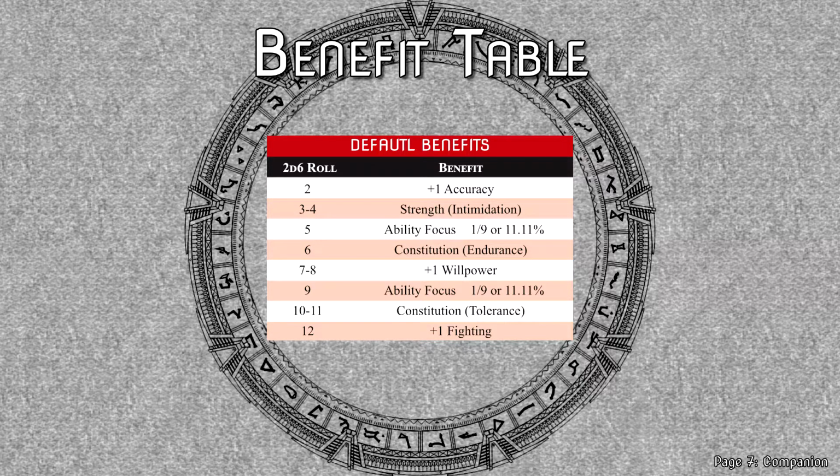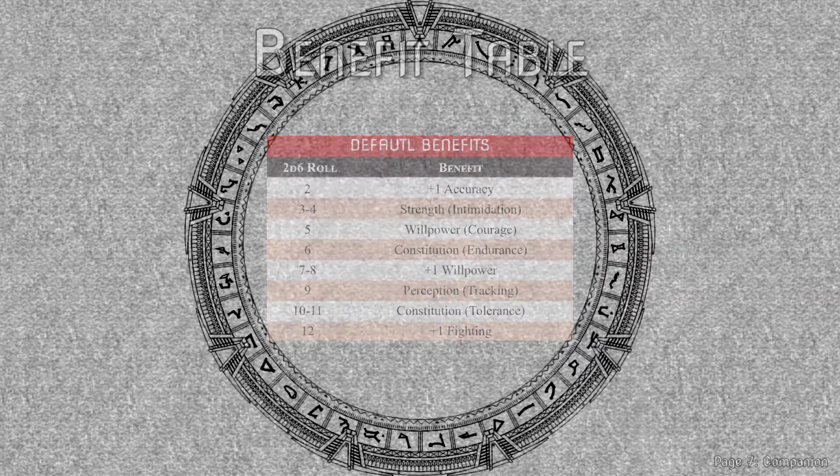The final thing we want to do is the 11.11%, which is 5 and 9. With these, we want things that kind of suit the Jaffa background, but we don't want them to be rolled as often as the others. So for 5, I'm going to do Willpower Courage. This is basically the Jaffa's ability to stay in the battle, no matter how bad it is getting. And we're going to do Perception Tracking. A lot of Jaffa are really good at tracking their prey, especially kill squads, that sort of stuff. So that is the default benefit table.